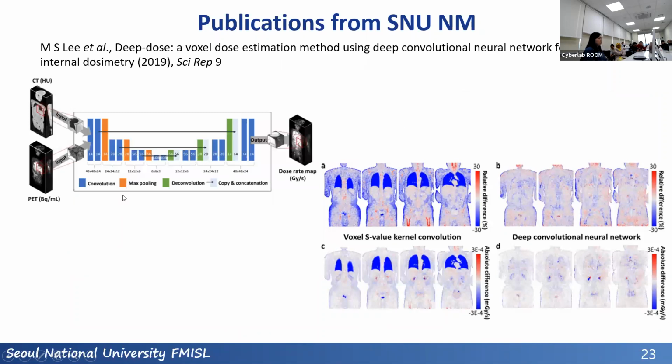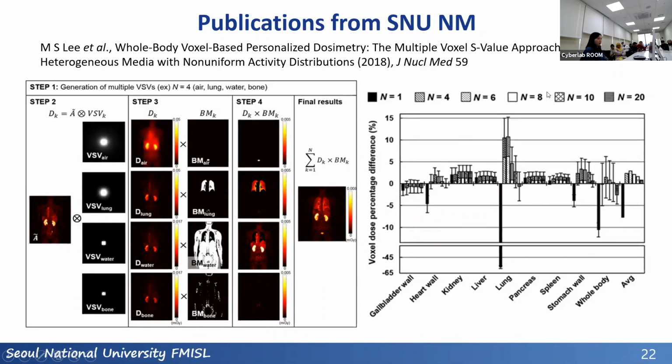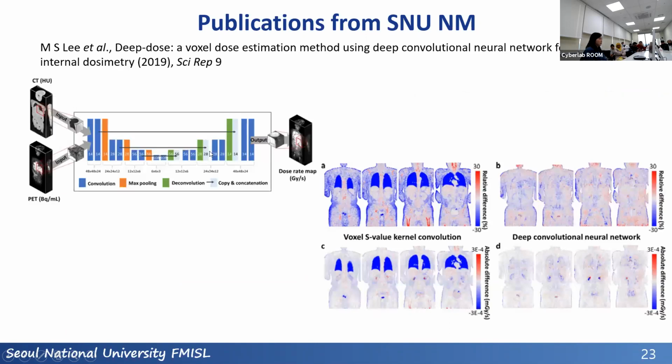And she also used deep learning to overcome this lung issue. If you have the PET and CT images and the dose rate map, and you pre-train a certain U-Net structured network, then if you put the new CT and PET images here, it calculates the new dose rate map with this network.